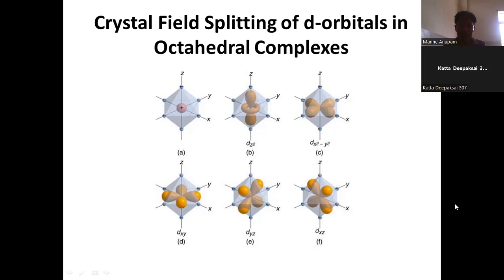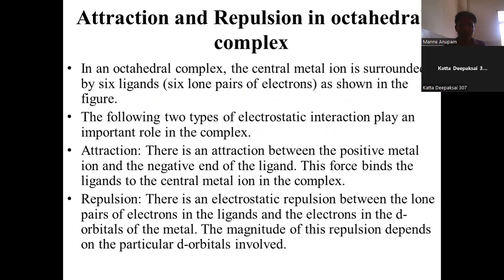Now let us go to the next slide. Here, attraction is between the positive metal ion and the negative ligand. Repulsion is between the electrons of the metal ion and the electrons of the ligands.